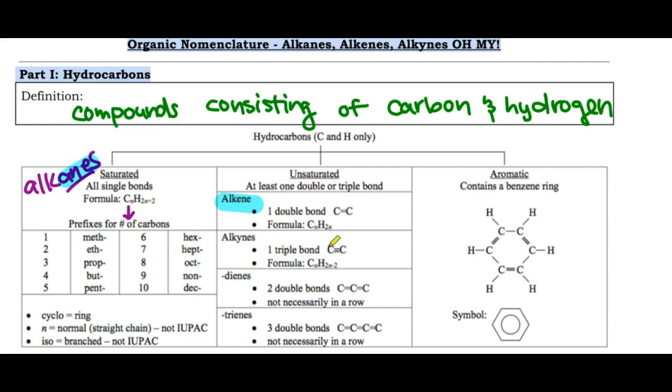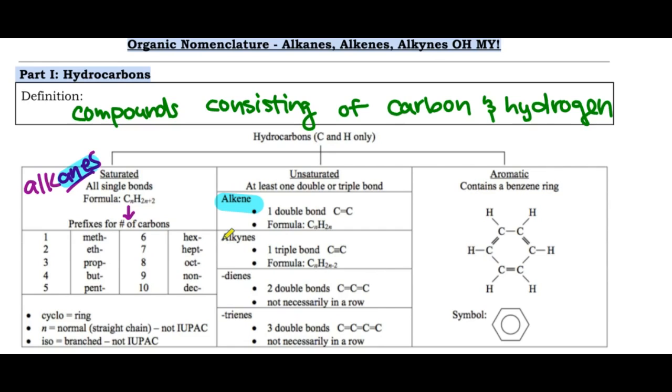The formula is slightly different. The n variable still represents the number of carbons, but the formula is CnH2n. So it's still dependent on the number of carbons. So we're still going to use these prefixes as part of the nomenclature or the naming system.